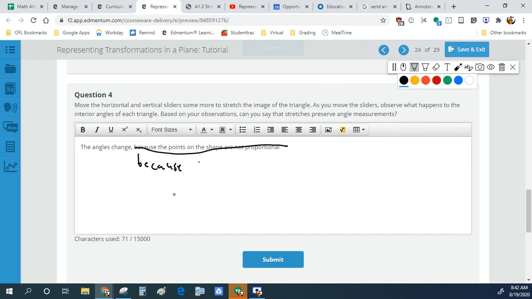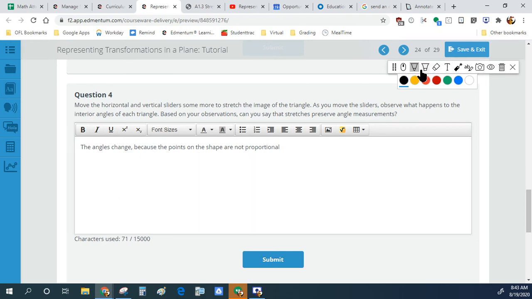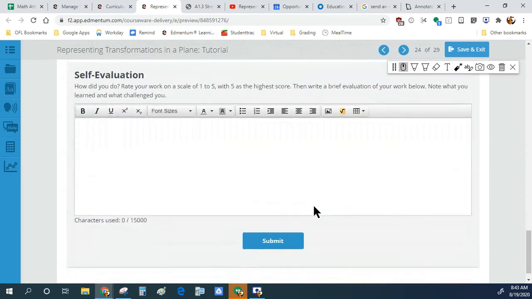because the sizes don't change equally. And let's say sides. The sides don't change equally. So obviously, if you're changing it horizontally, only the horizontal parts are going to get bigger. The vertical ones don't change the same. So that's what I mean by they're not proportional. They're not changing equally, is basically what I'm saying.